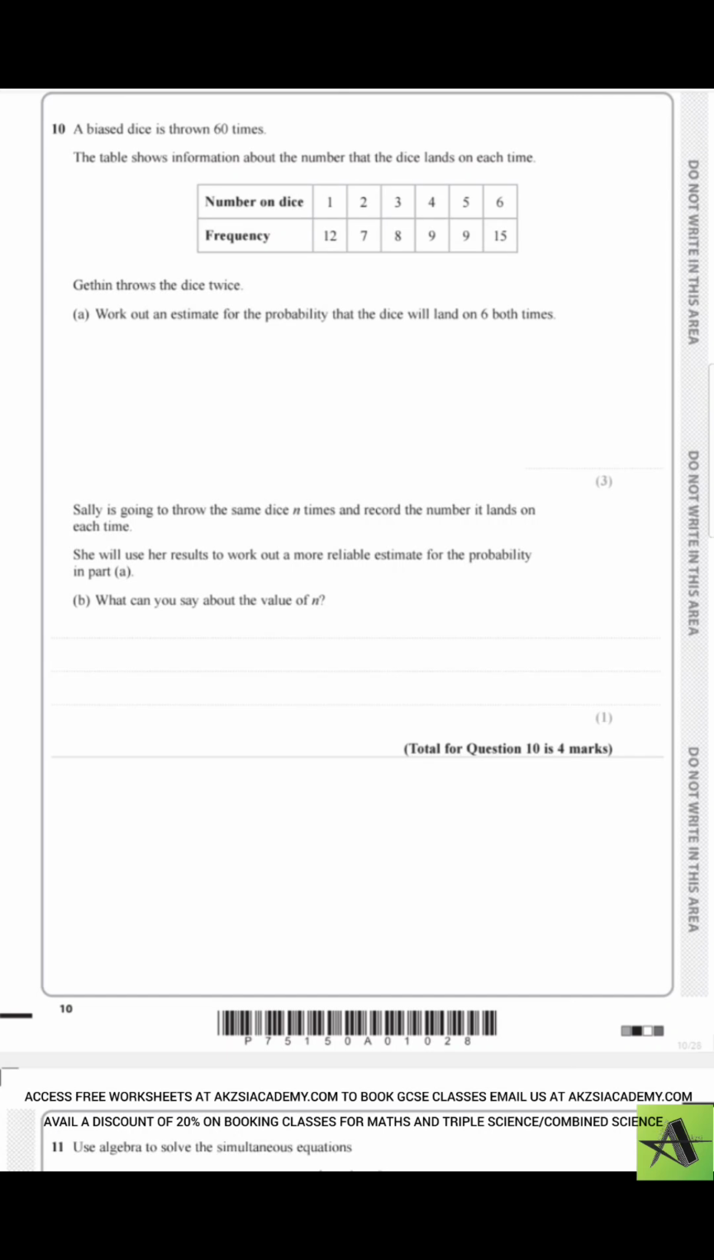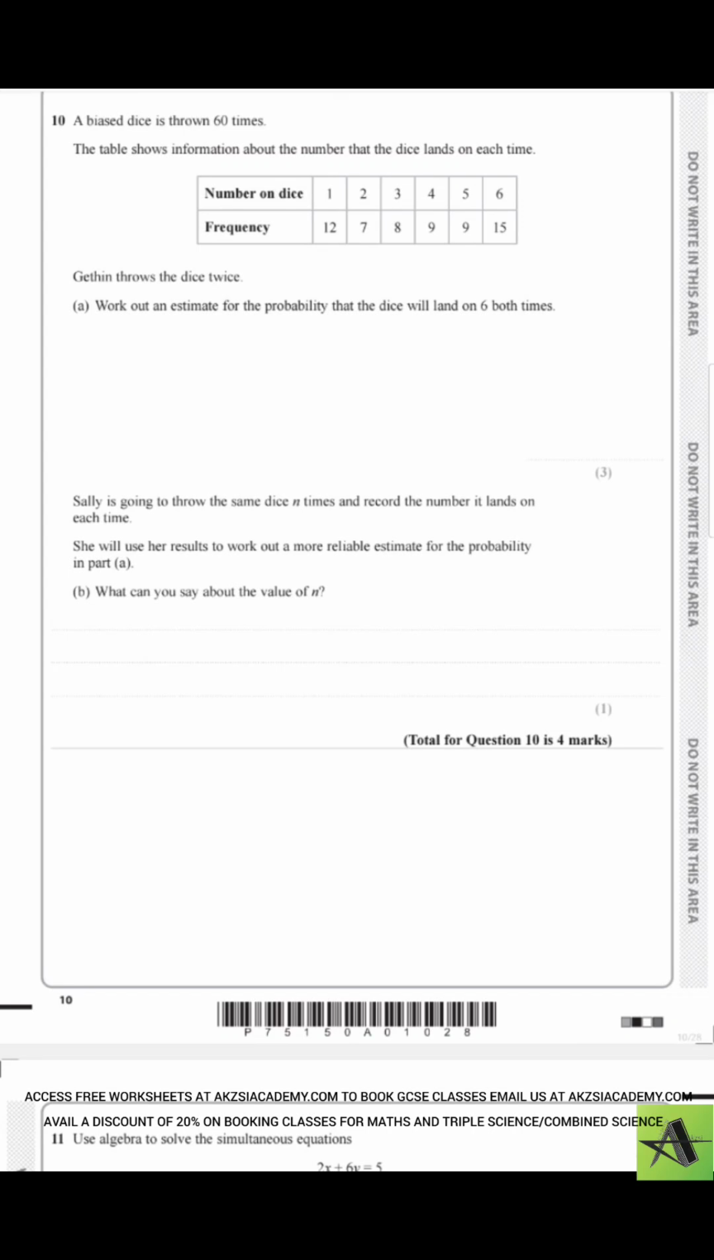So, let's say for the first time, for 6 they are looking. So 15 times you will get out of 60 times. So 15 over 60, which will give you 1/4. That means obviously this value remains the same, doesn't matter how many times he is rolling it. So for the first time he will get 1/4. That would be the probability of getting 6. And for the second time it would be the same, which is 1/4, which will give you the final answer as 1/16.